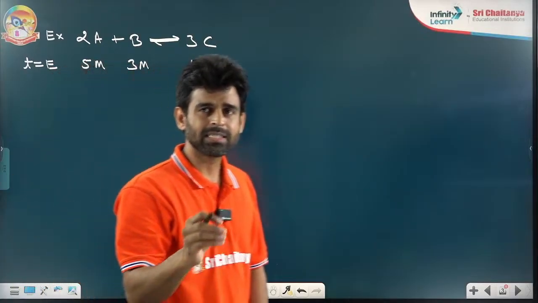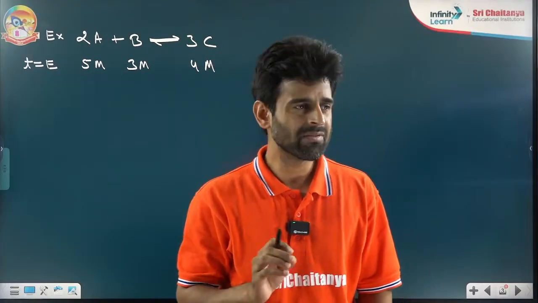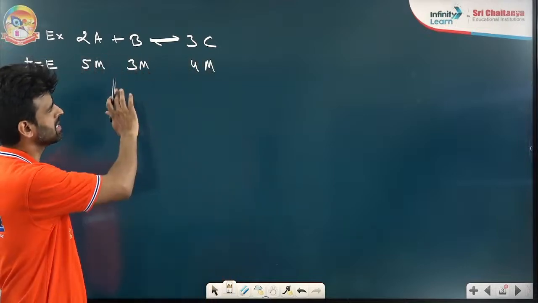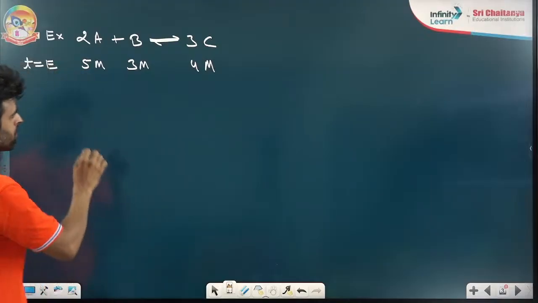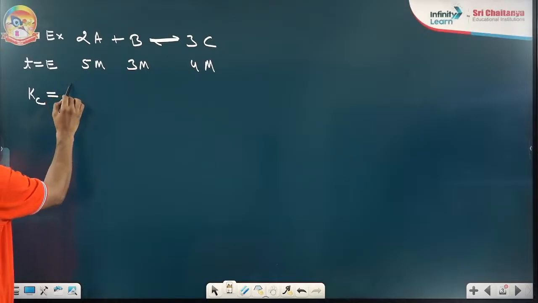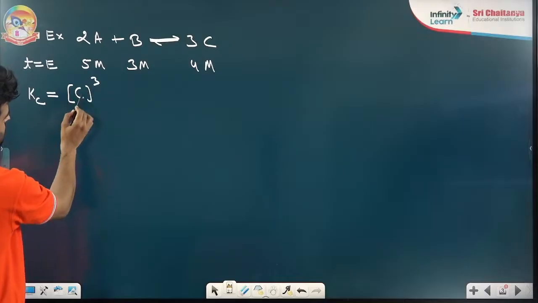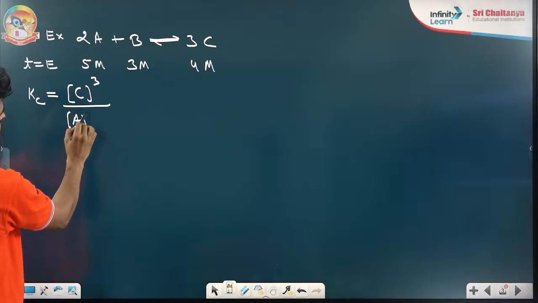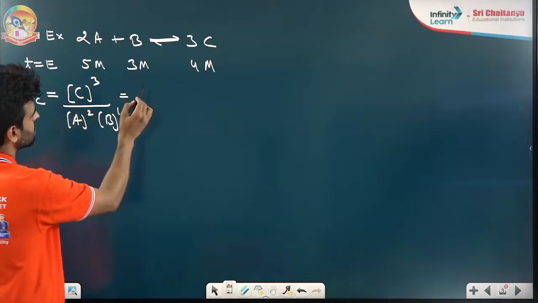Whatever concentration is given to you at the time of equilibrium, you have to use it as it is, whatever they give. You have to find Kc. I know the expression of Kc: concentration of C cubed, divided by A squared and B to the power 1.